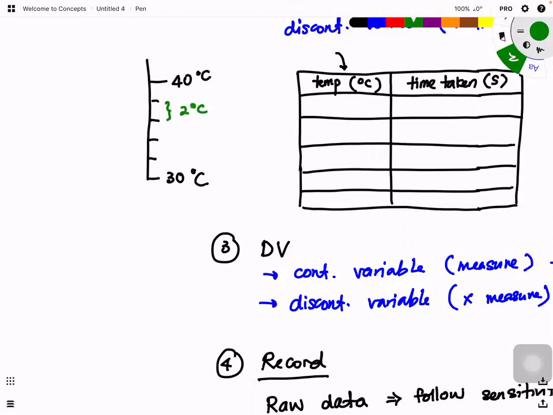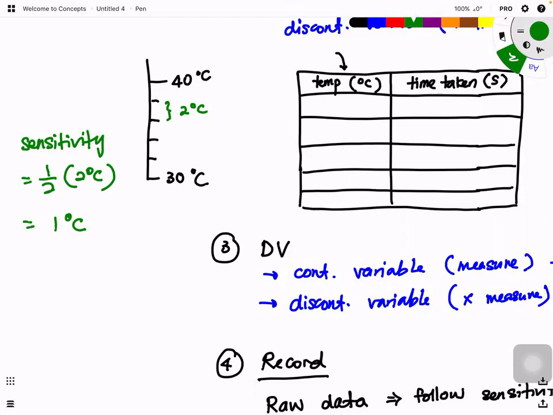So what is the sensitivity? Sensitivity will equal half of the smallest division, so equal to 1 degree Celsius. It means that when I record, I have to record in multiples of 1. Can you see that? It means that I cannot give 1.5, 1.0.